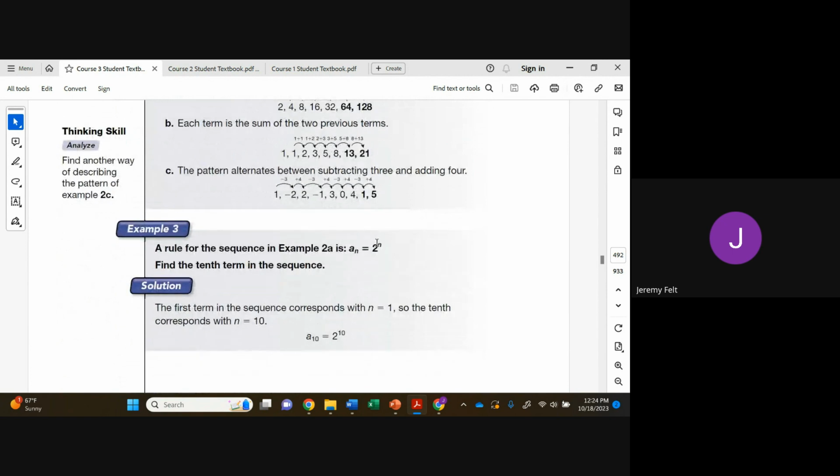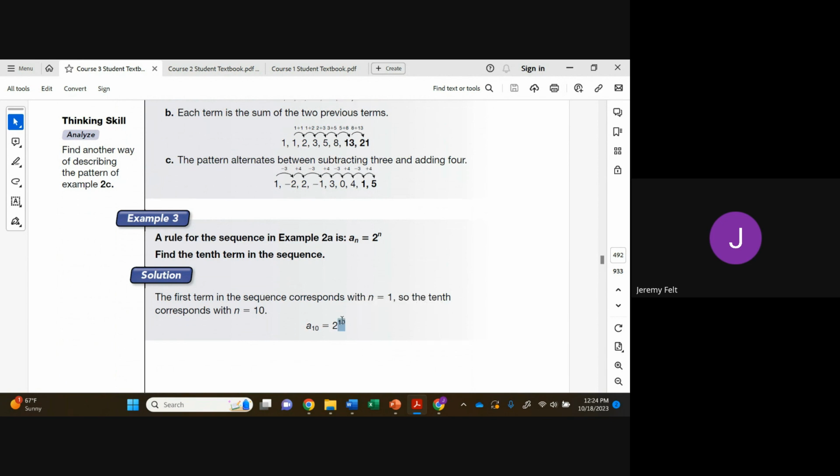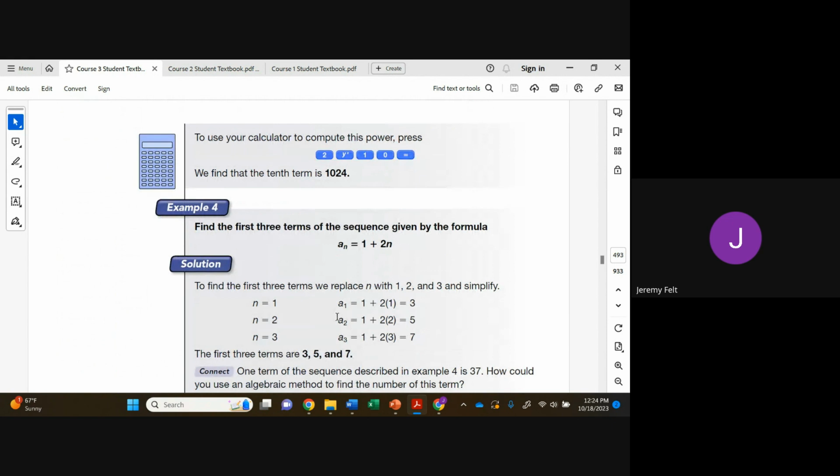Okay, then sometimes the number, or n, is in our exponent. So a of n equals 2 to the power of n. Well, when we want a of 10, we plug in 10 for n, and that gives us 2 times 2 times 2 times 2, which would work all the way out to be 1,024.